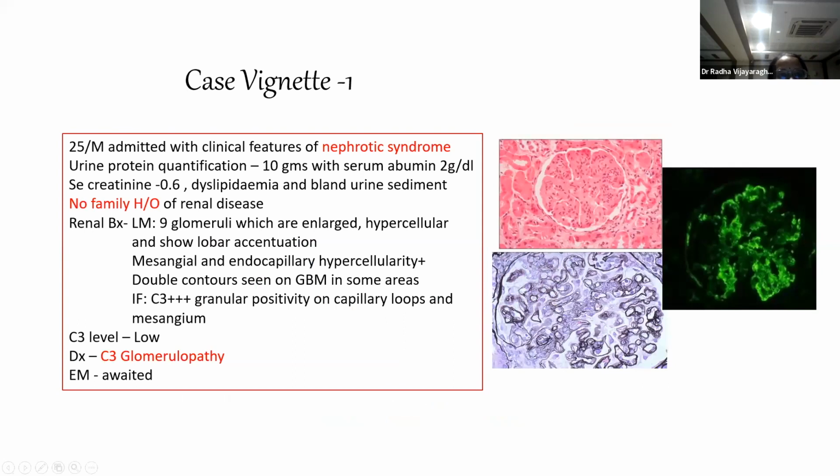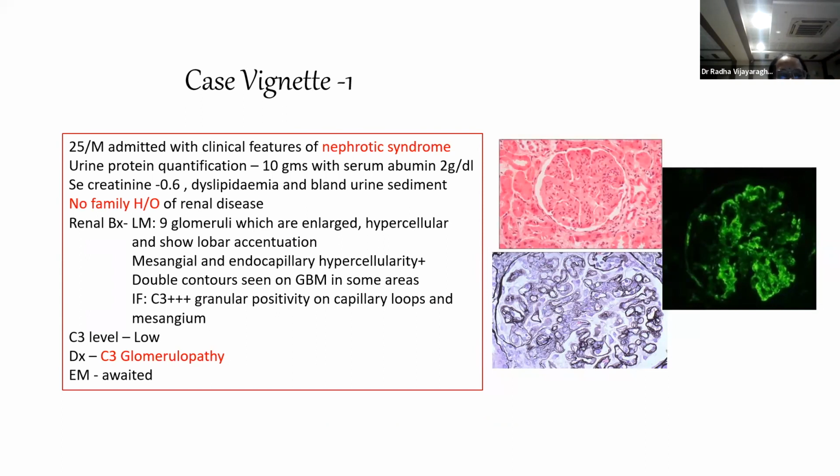The first case is a 25-year-old male who was admitted with clinical features of nephrotic syndrome. Quantification of the urine protein showed 10 grams proteinuria with hypoalbuminuria with normal creatinine, dyslipidemia, and bland urine sediment. There was no family history of renal disease.